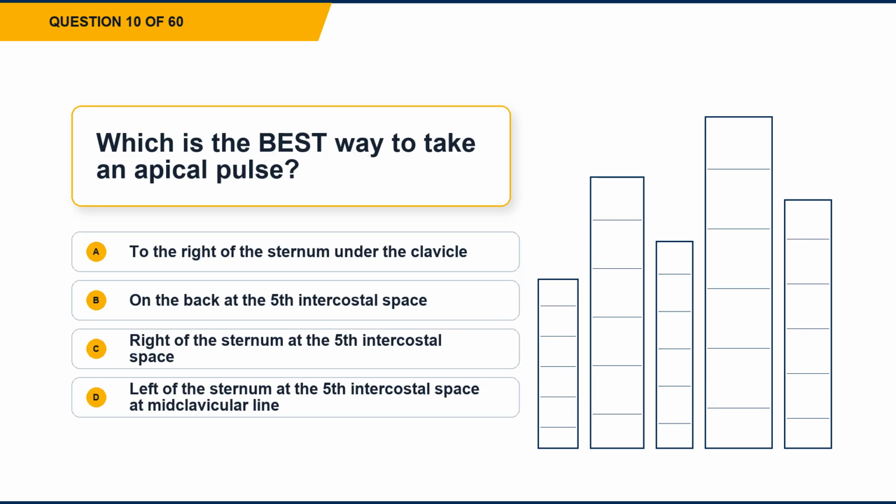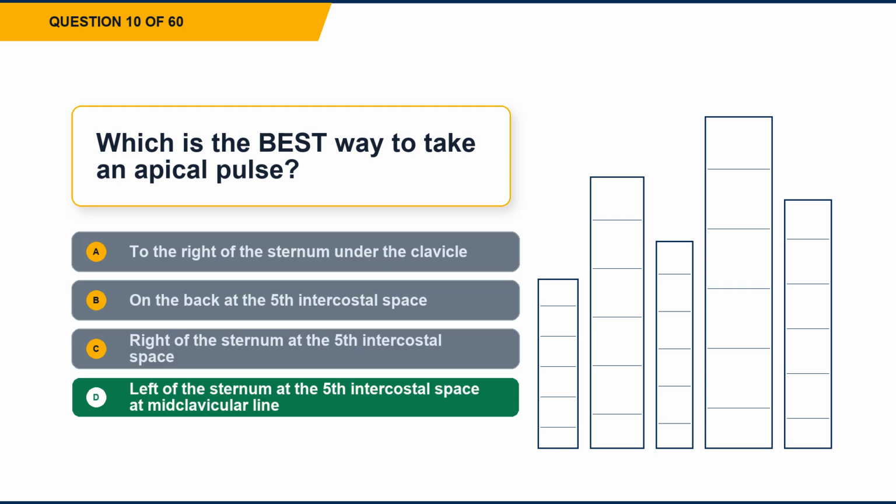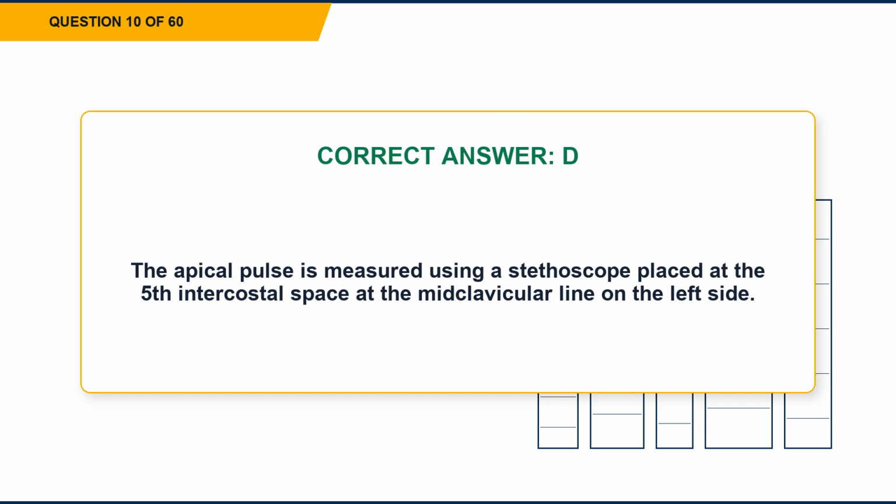Question 10. Which is the best way to take an apical pulse? Option A. To the right of the sternum under the clavicle. Option B. On the back at the 5th intercostal space. Option C. Right of the sternum at the 5th intercostal space. Option D. Left of the sternum at the 5th intercostal space at mid-clavicular line. The correct answer is option D. Left of the sternum at the 5th intercostal space at mid-clavicular line. Explanation. The apical pulse is measured using a stethoscope placed at the 5th intercostal space at the mid-clavicular line on the left side.